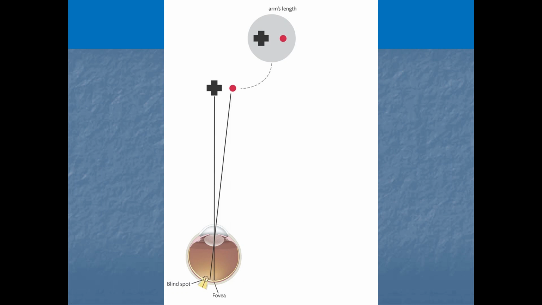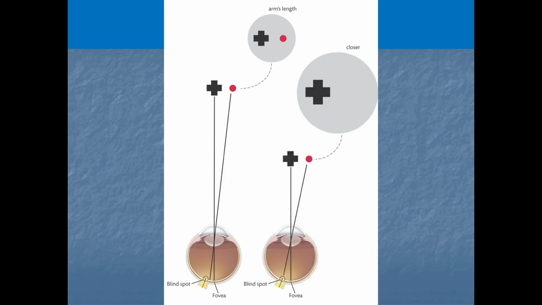But when we get closer, when we get it to just the right distance from the screen, so we've brought the stimulus closer to our eyes, so that the angle of the light coming in from that dot happens to be just right to land on the blind spot where there's no photoreceptors, our experience is what you'll see here in the gray bubble. We perceive the cross, but not the dot.